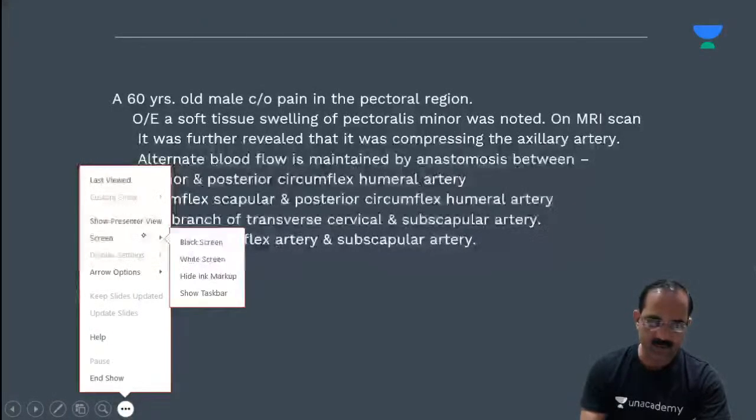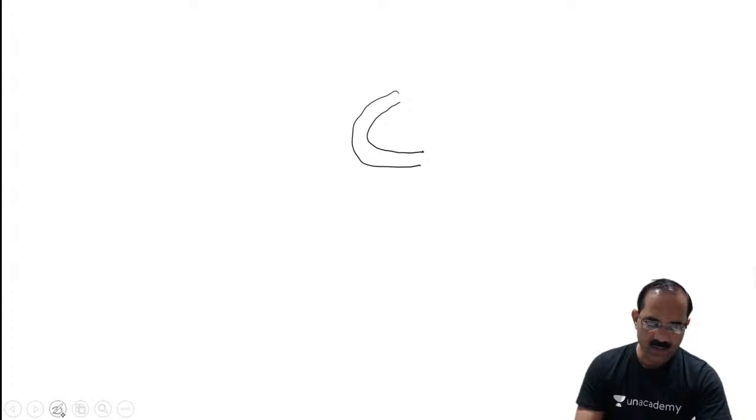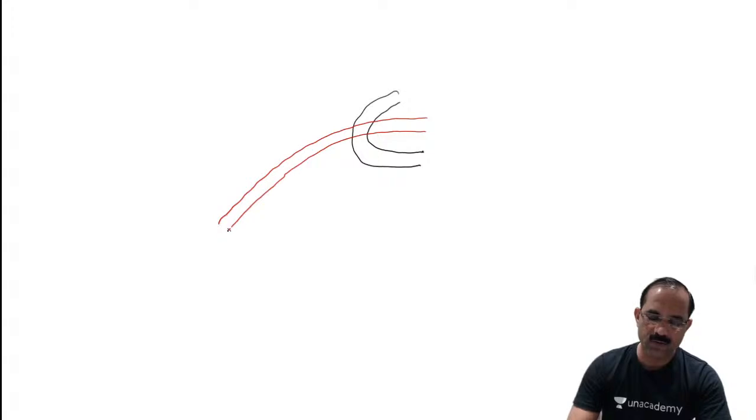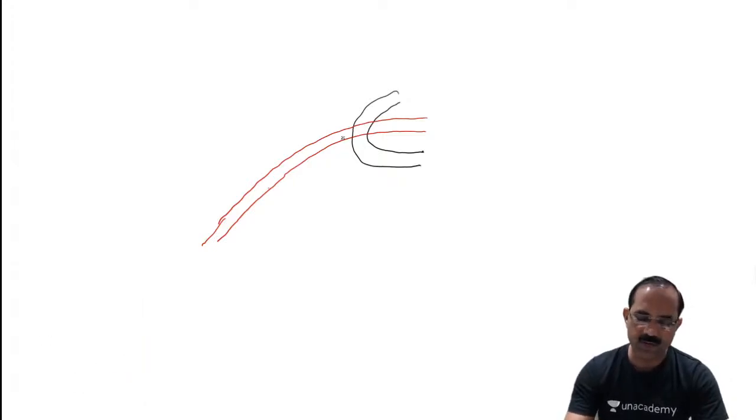Just understand this MCQ. Look at the first rib, students. Quickly tell me, which is this artery which crosses the first rib and continues as the axillary artery?